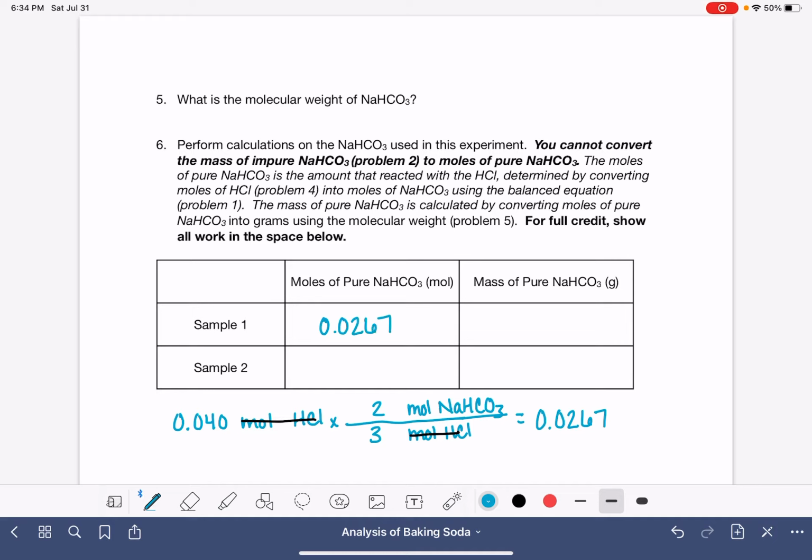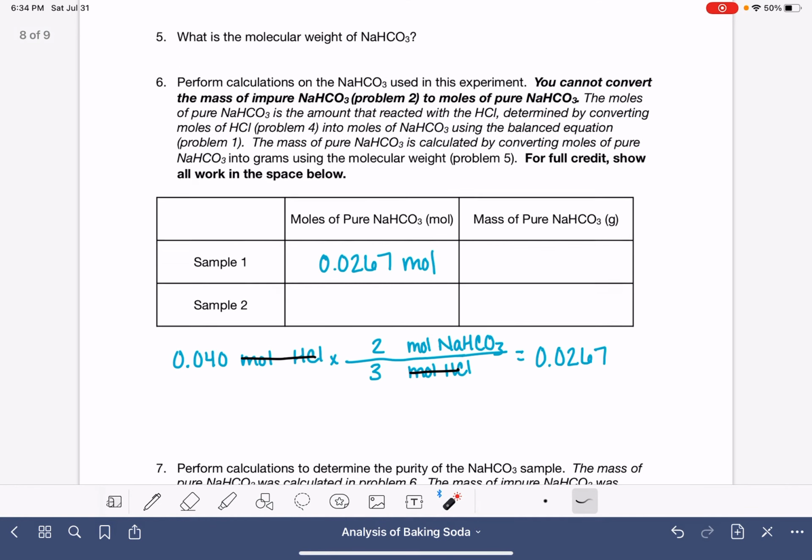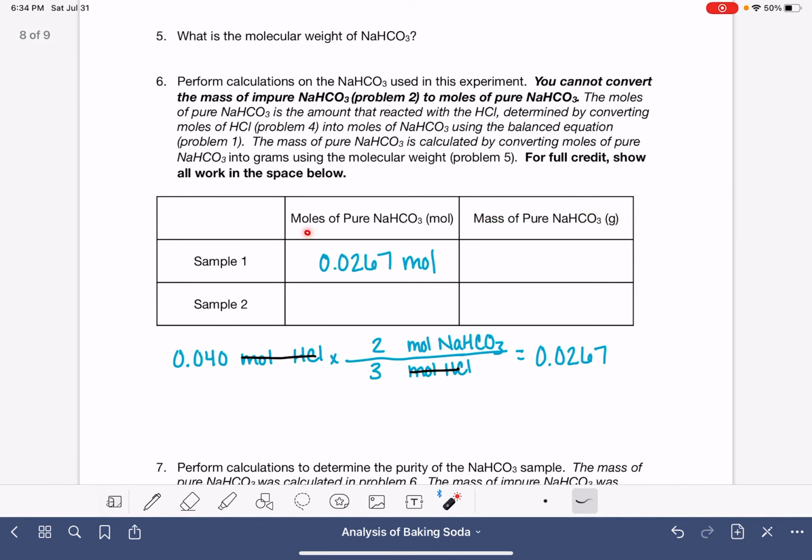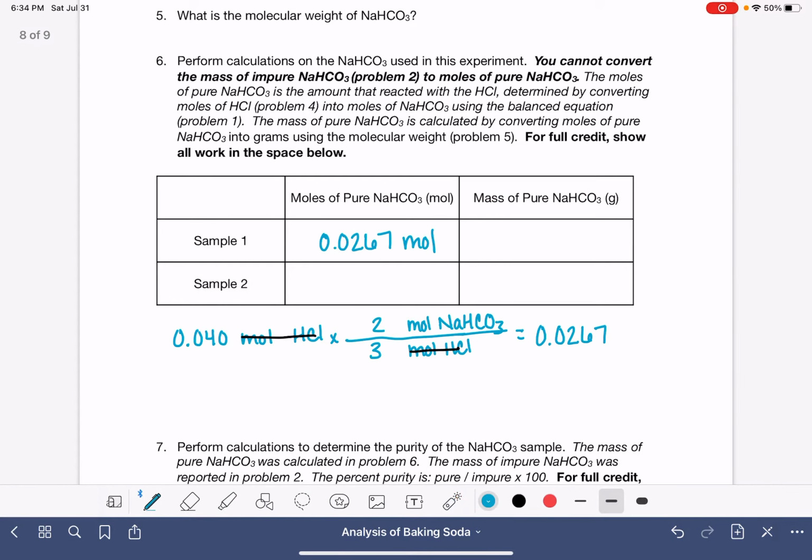The next column over on this is asking us to calculate the mass of pure NaHCO3. Now this is going to come from the pure moles of NaHCO3. So we're going to take this number, 0.0267, and we are going to multiply it by the molecular weight.